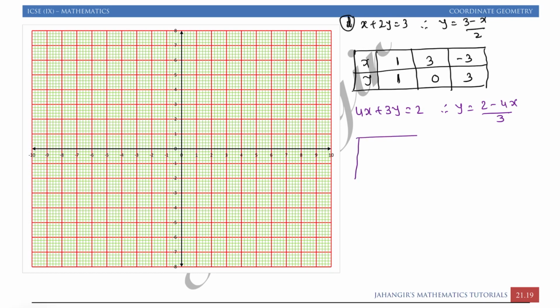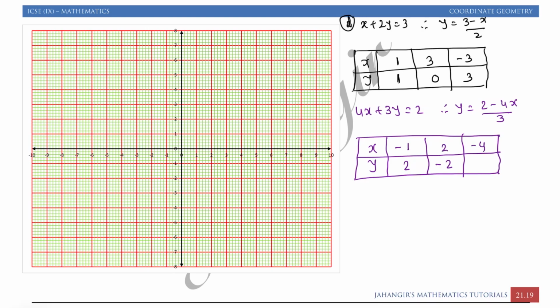Make table. x, y. The first value was minus 1, we got 2. At 2 we got minus 2, and at minus 4 we got 6. Now we will plot these three points of the two equations on the graph.